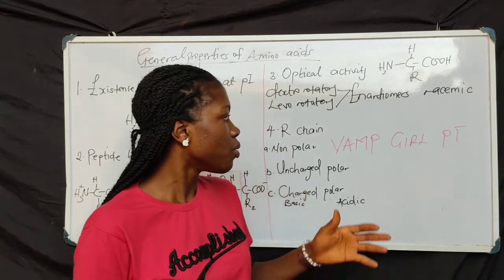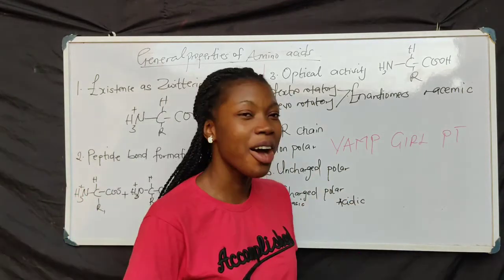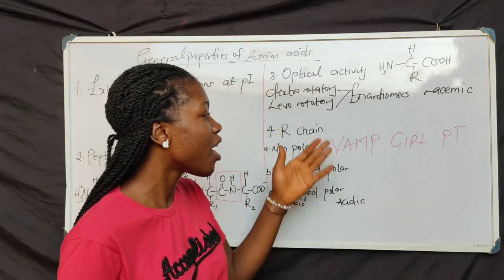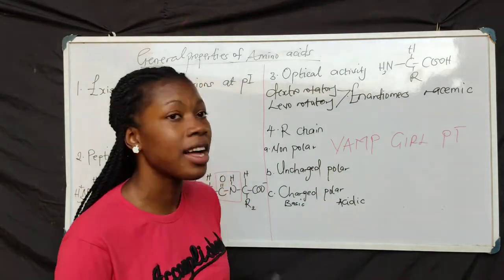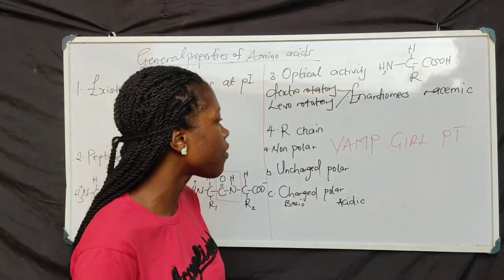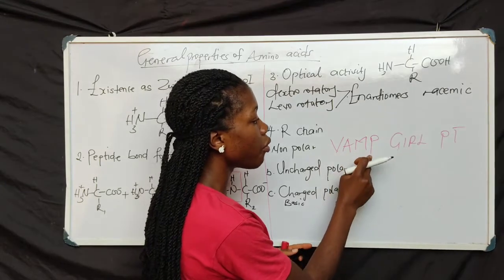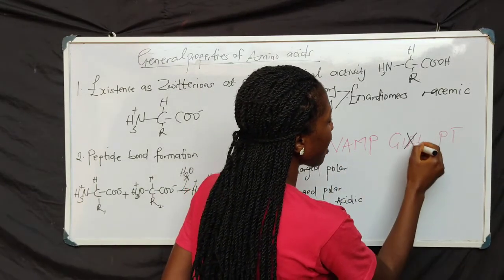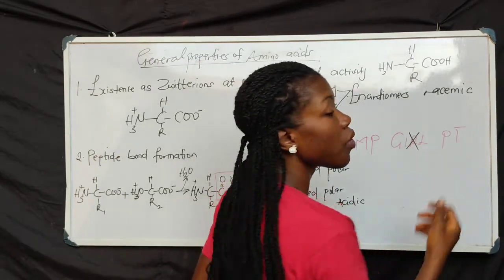So remember vampire movies, how you get scared when you watch vampire movies. So I just use that to remember VAM GIL PT. Now, I said there are 9 non-polar amino acids, and I have valine, alanine, methionine, proline, glycine, isoleucine, leucine, phenylalanine, and tryptophan.